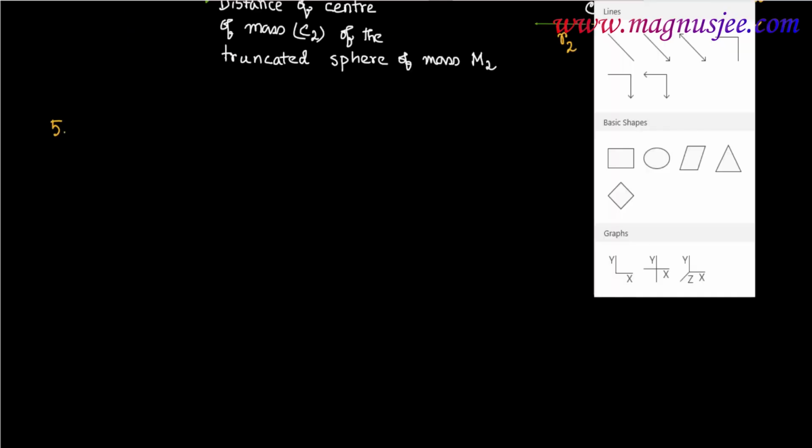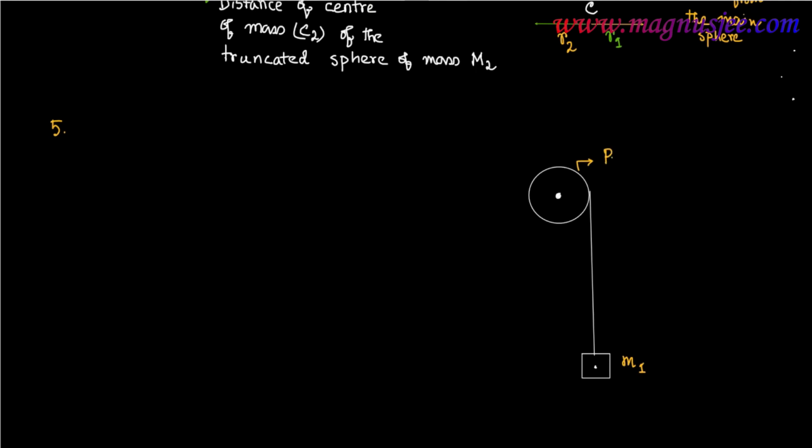Now, number 5 topic. In the diagram, this is a frictionless pulley, and two bodies of masses M1 and M2 are suspended by using a string. Two bodies are connected to the ends of a string which passes over this frictionless pulley. The weight of the body of mass M1 is M1g, which acts downwards, and the weight of the other block is M2g, which is also acting downwards.